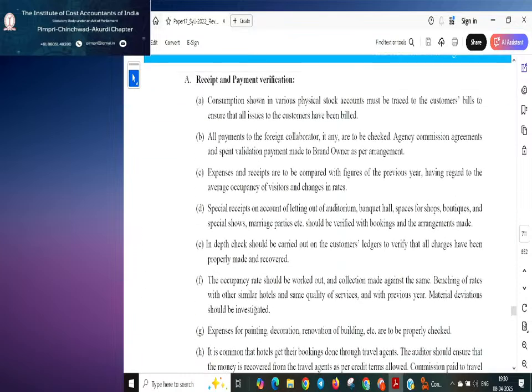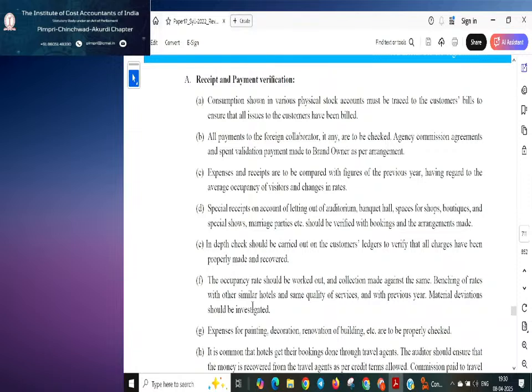Then comes receipt and payment verification. Consumption shown in various physical stock accounts must be traced to the customer's bills. That is what we have already seen. And all payments made to a foreign collaborator in any way are to be checked. Agency commission agreements, validation of payment made to the brand owner as per arrangement, all those things. Expenses and receipts are to be compared with figures of the previous year, having regard to the average occupancy of visitors and changes in rates.